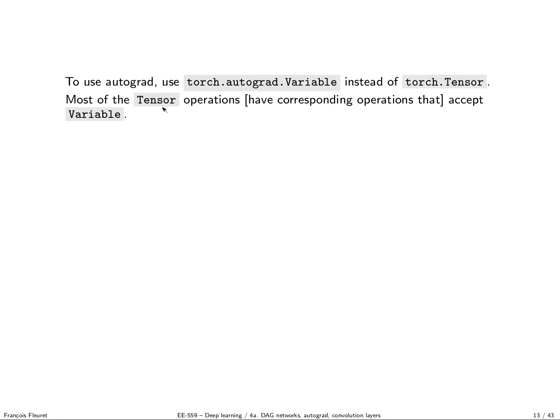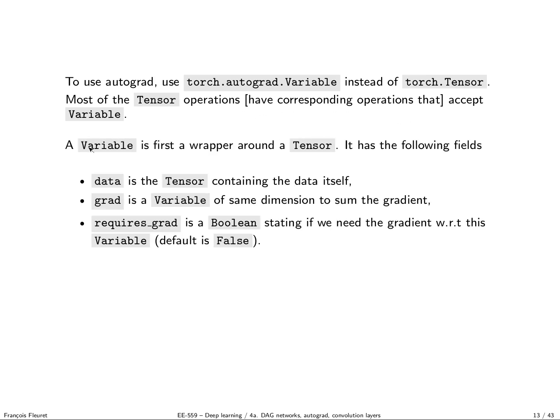We usually import this as Variable, so we will call this Variable from now on, as we did for Tensor; torch.Tensor is always called just Tensor. Most of the tensor operations accept variables, which means most of the tensor operations have corresponding operations that accept variables. In practice, a Variable is first and foremost a wrapper on a tensor, which has the following fields. One is data, which is the tensor containing the data itself. But it also has a field called grad, which is useful to accumulate the gradient of this quantity during the computation. We'll come back to this.